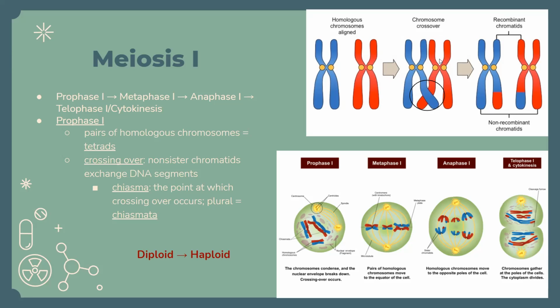In the figure on the top right, you see that the blue chromosome and the red chromosome cross over at some point. This results in the blue chromosome having a portion of the red chromosome and the red chromosome having a portion of the blue one. The point at which the crossing over occurs is referred to as the chiasma.